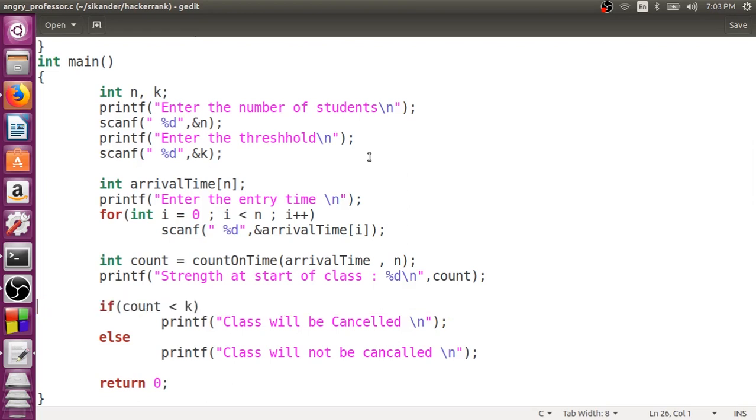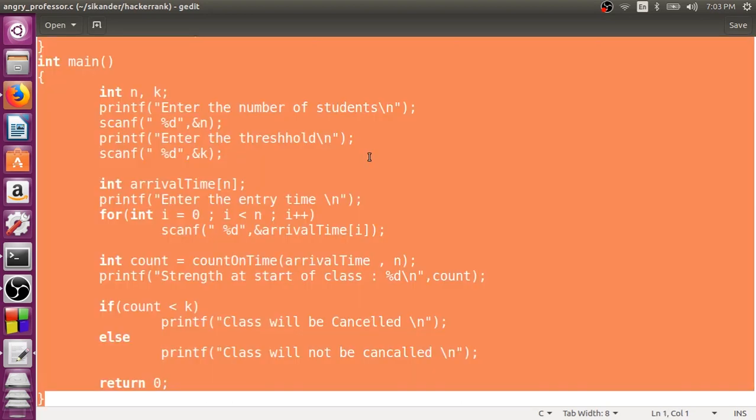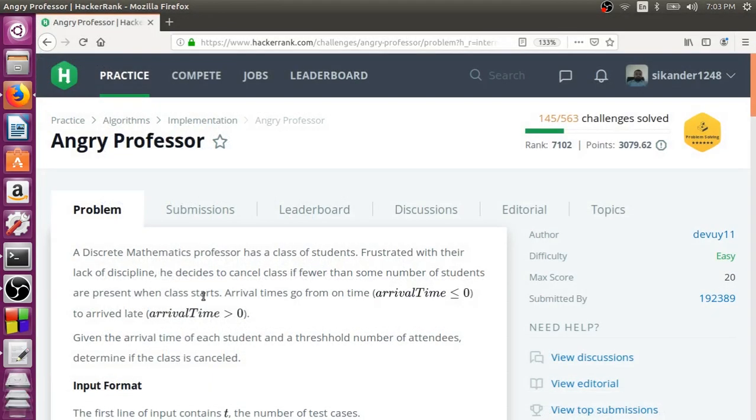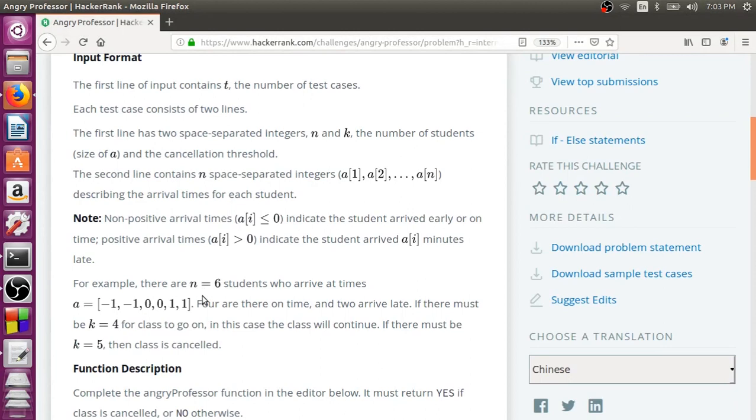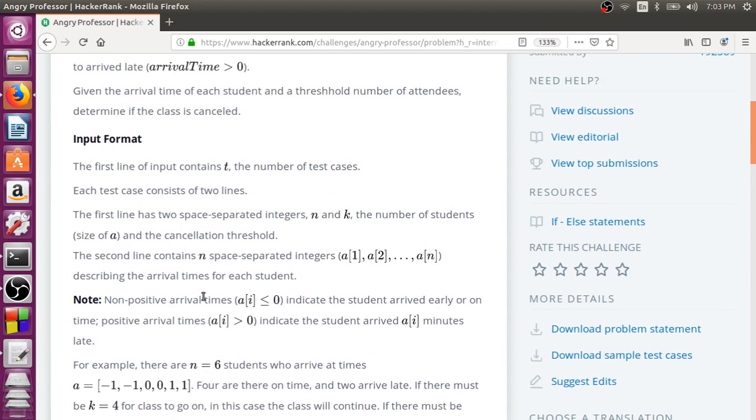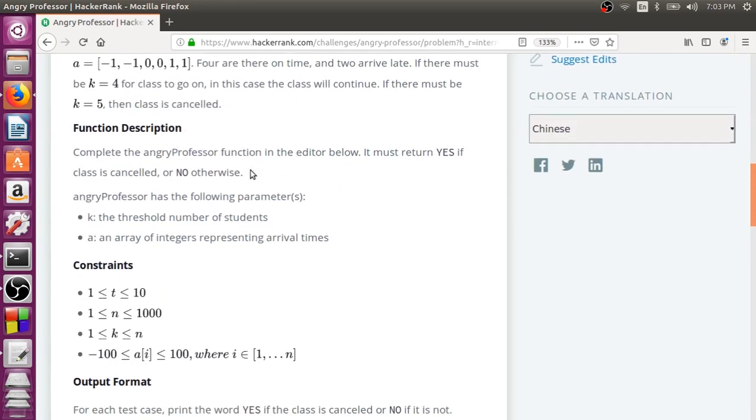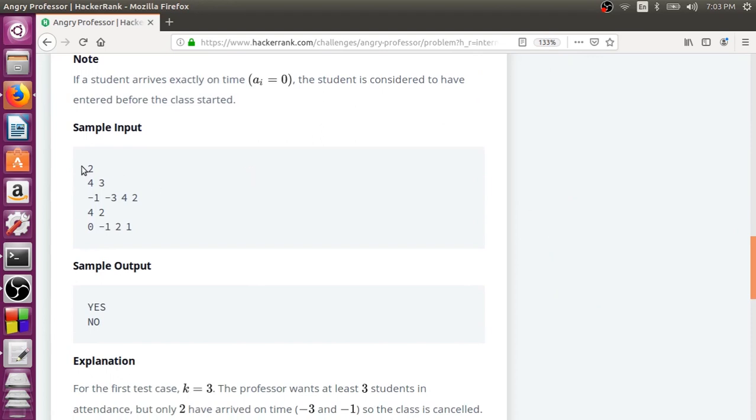Now let us take this particular code and put it into the Hackerrank environment. Let me copy this and go to Hackerrank. Before we place this code in Hackerrank, we need to understand one small thing here. It says that the first line of input contains T, the number of test cases. So it is not going to test one test case at a time, it's going to test multiple test cases. If you observe this sample input, the first line is 2, in the sense he's trying to verify two things.